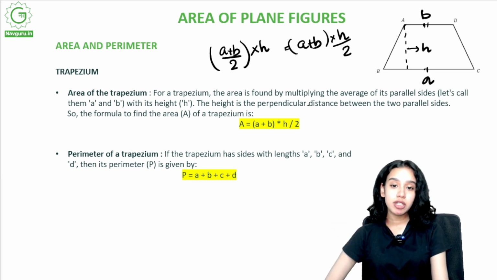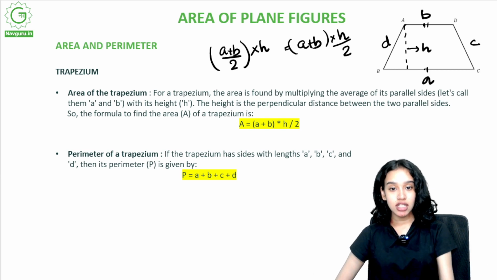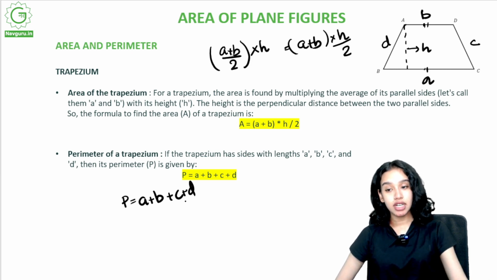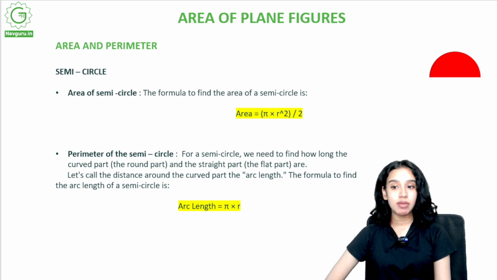Now, what is the perimeter of the trapezium? If the trapezium has sides of length A, B, let's say this side length is C and this side length is D, the perimeter should be equal to A plus B plus C plus D, right? Now, let's move on to the next figure, which is a semicircle.